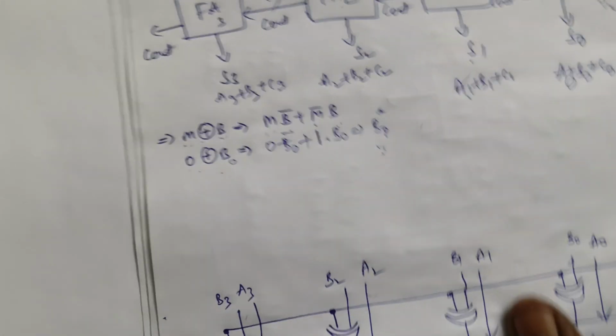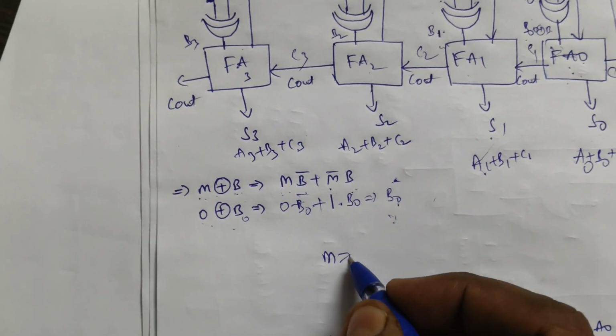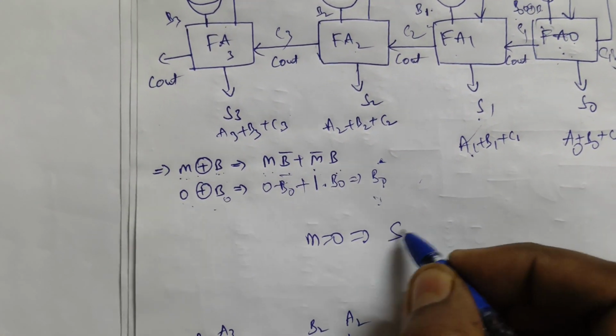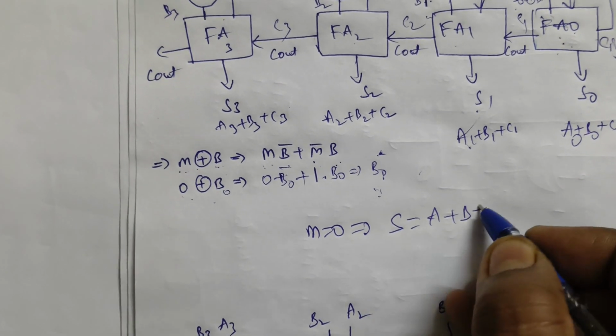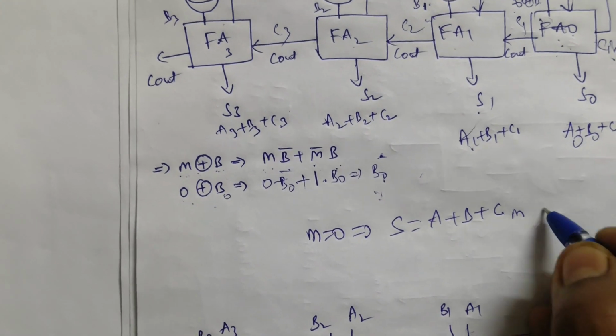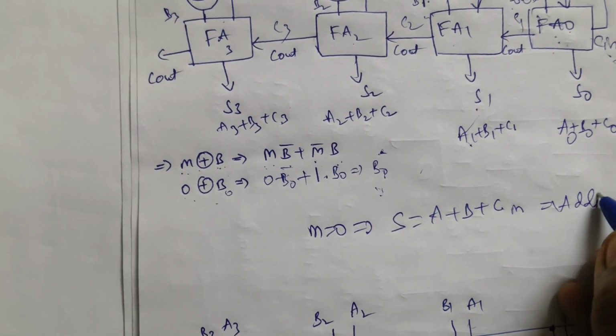Therefore we come to one conclusion: if M is equal to 0, the sum will be A plus B plus carry in, which is nothing but the addition operation.